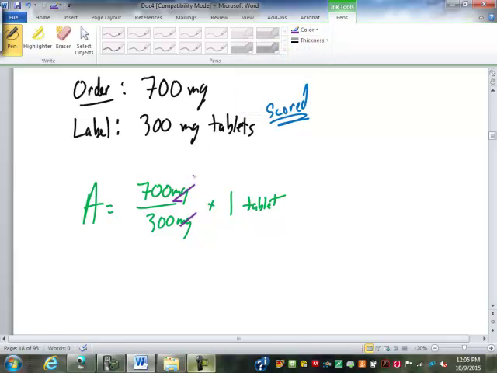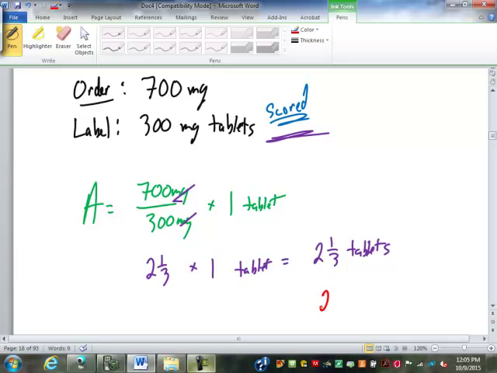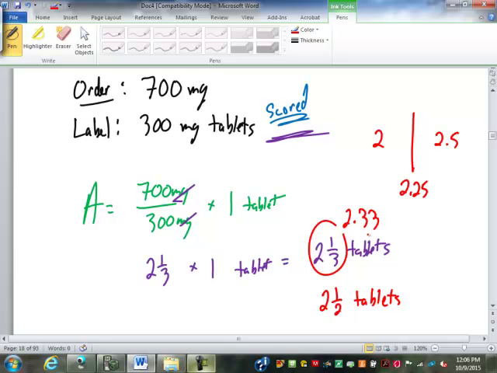Milligrams divide out. 700 divided by 300 is 2 1/3 or 2.33, right? Times 1 tablet is 2 1/3 or 2.33 tablets. Now again, we're rounding to the nearest half tab. Is that closer to 2 or 2.5? 2.5. Because here's 2 and here is 2.5, right? Halfway between would be 2 1/4 or 2.25. And this is 2.33. So we're closer to the 2.5.